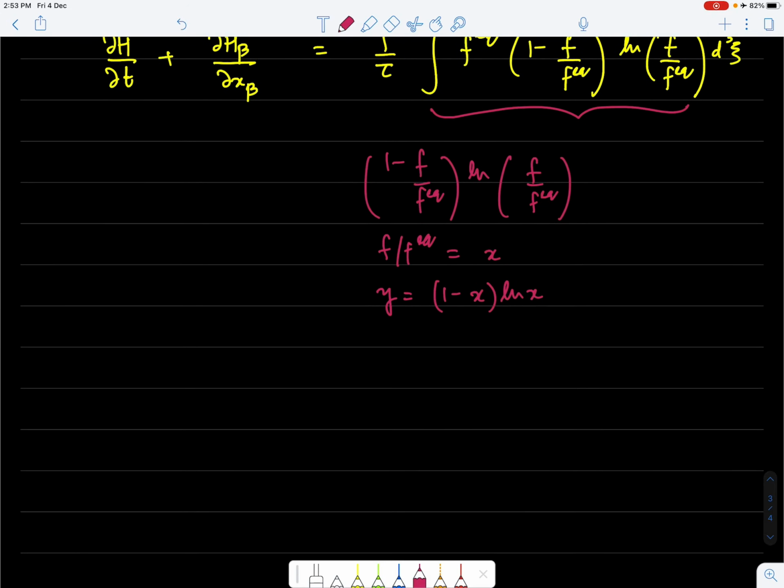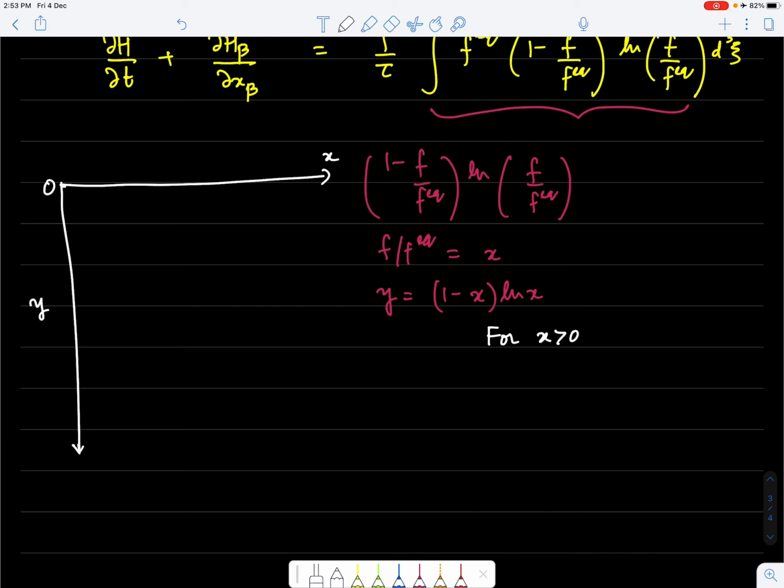Now, if you plot this function over a 2D plot, let's say this is x and this is y, of course. What I mean is this is the negative of y, this is the origin. For x greater than 0, which is the case, F by F equilibrium, F is a probability density, F equilibrium is also a probability density, so the ratio of them will be a number which is greater than 0.